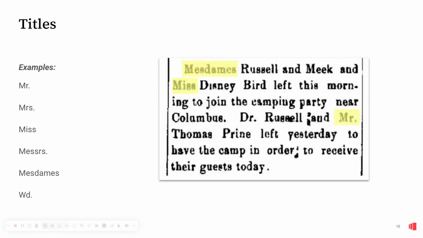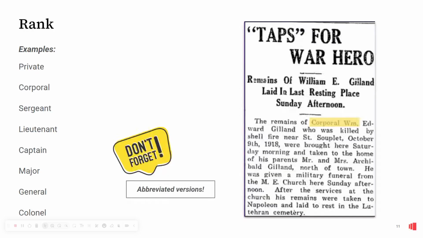Titles are another thing that are often found. This is one of my favorite ones that I found for my great grandma. Here she is again, Disney. But you can see Madame, Miss, Mr. You can have a widow listed, but look for those titles as part of their names. See here, we don't even have names for the Russell and Meek women. So think about using those titles in your searches when you're trying to find ancestors.